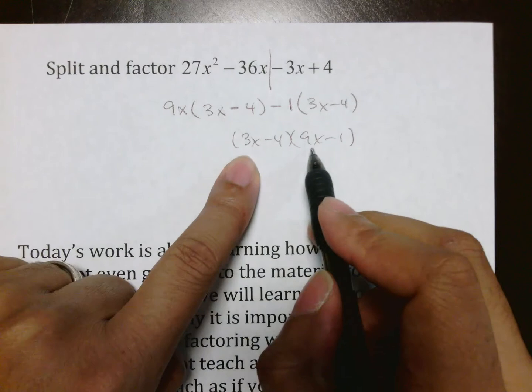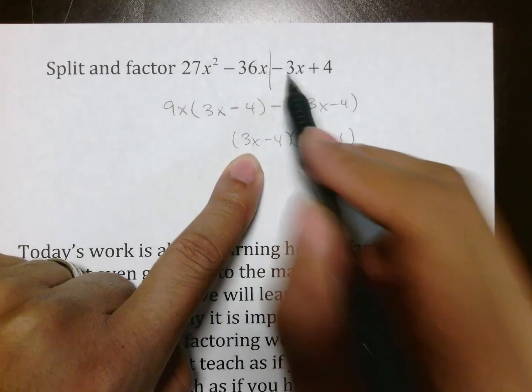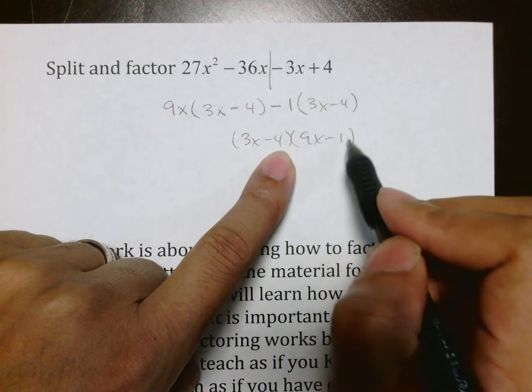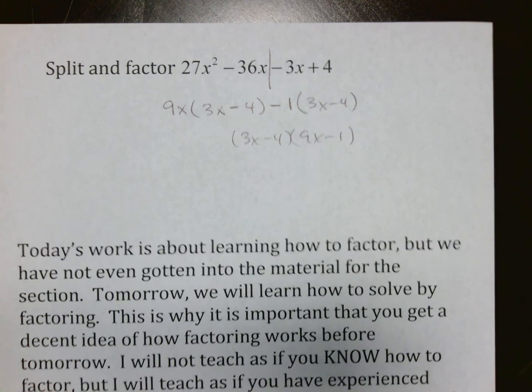Again, checking. 3 times 9, 27x squared. 3 times negative 1, negative 3x. 9 times negative 4, negative 36, negative 4 times negative 1, positive 4, just to show you that copying that did actually work like it's supposed to.